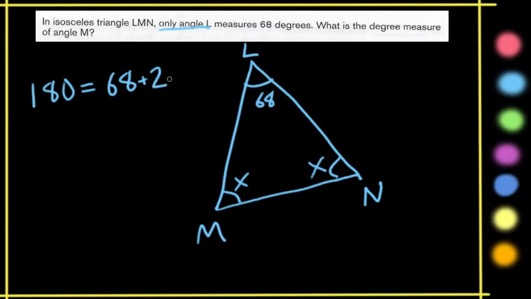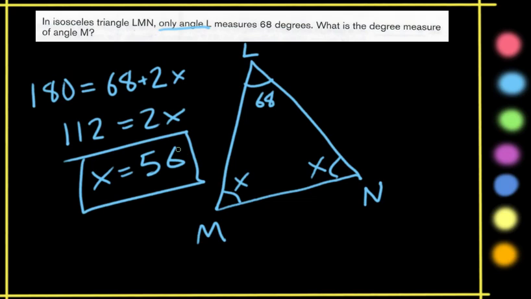I can just put that as 2X. And if we subtract 68 from each side, we got 112, right? And that's equal to 2X. So when you divide both sides by 2, we'll get X equals 56. And that's our answer there, just 56.